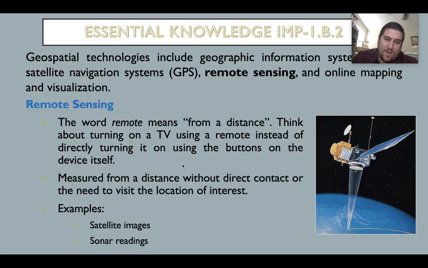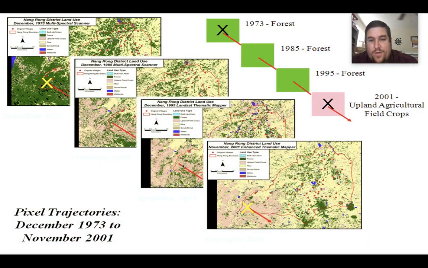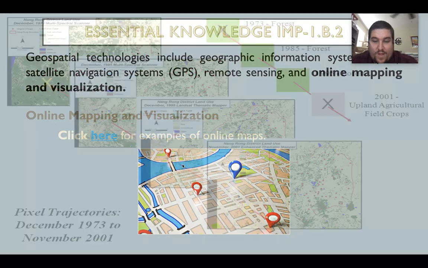Remote sensing. Think of this as from a distance. It is collecting data from a distance. Satellite images, sonar readings, plane photographs, all of that stuff is remote sensing. If you're not in direct contact with it, it is remote sensing. So, land use through satellite imagery.